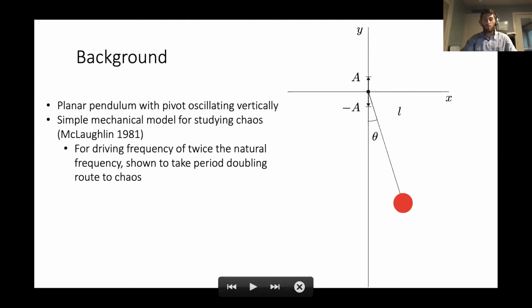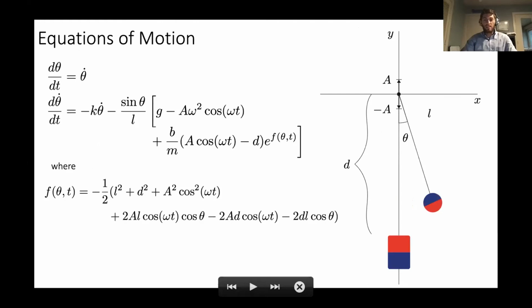And this chaos depends on several parameters, some of the most important being the driving amplitude, we've noted, and the relationship between the driving frequency and the natural frequency of the pendulum. We wanted to model the addition of a magnet to the system and then explore the new dynamics. So when we add the magnet, we get these equations of motion, which are very nonlinear and a little bit ugly.